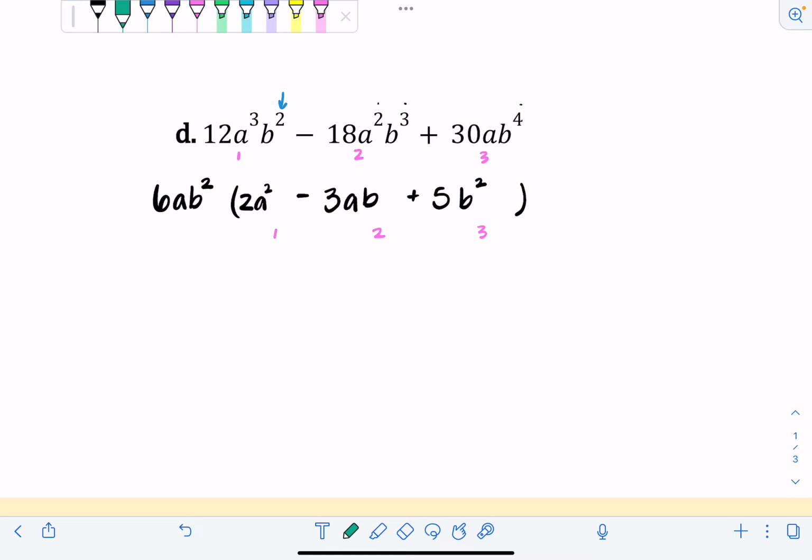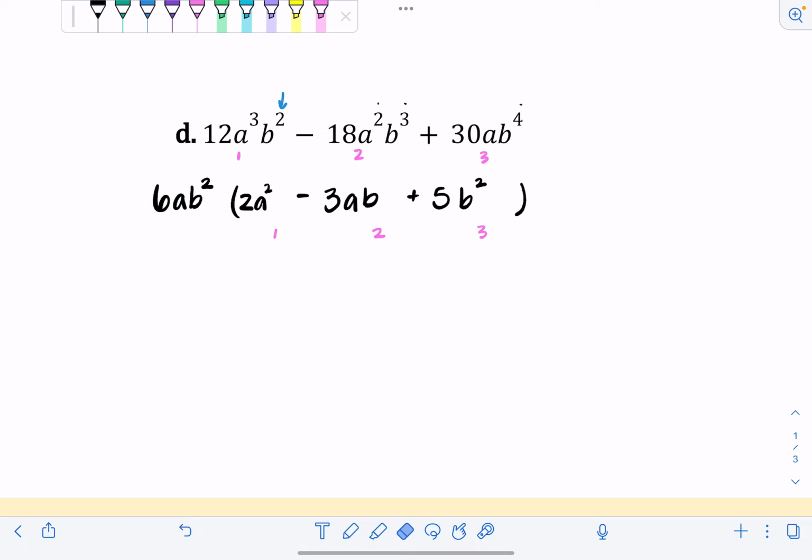Okay, and then the second term, 6 times what would get me to negative 18? I would have to multiply it by negative 3. A times what would get me to a squared? I'd have to multiply in another a to the first power. And then b squared times what would get me back to b cubed? I would have to multiply in another b to the first power.